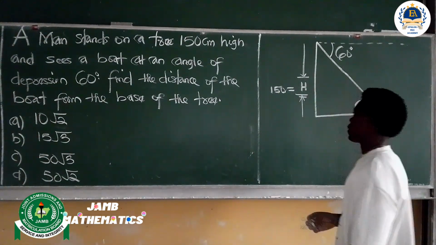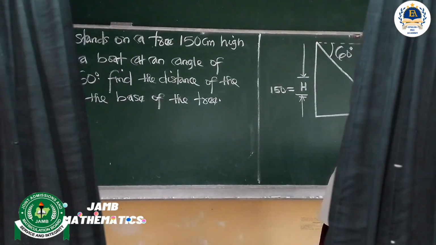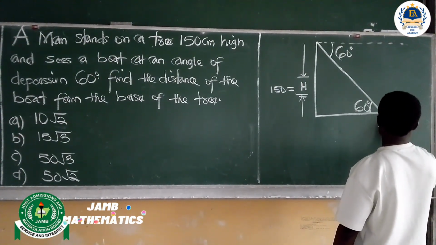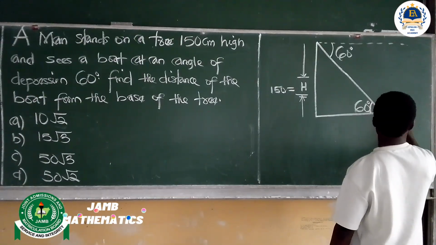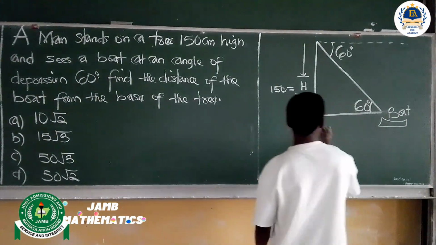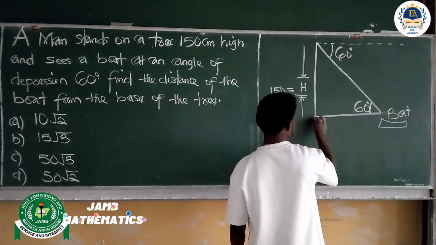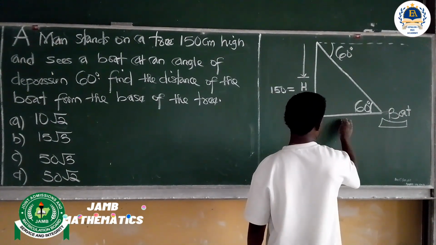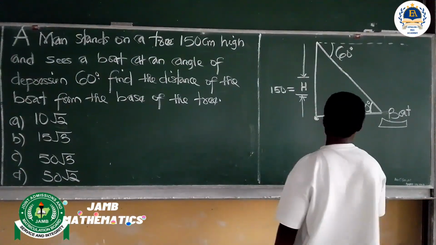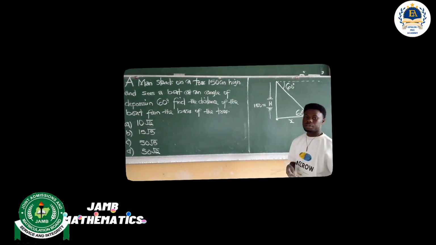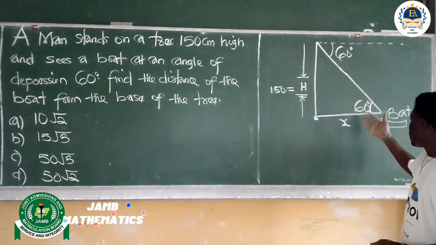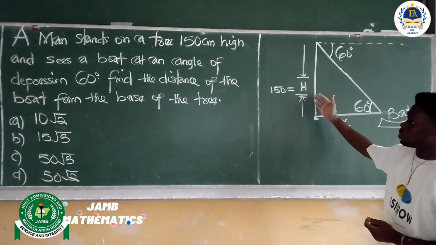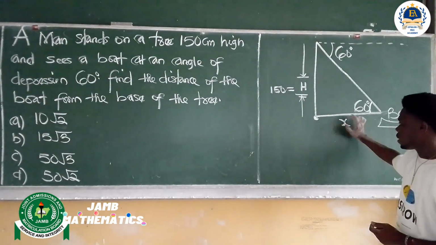Alright, so this is the height of the tree. This is the boat. And this is the base of the tree, the foot of the tree. We are required to determine this distance. So on the diagram, angle theta is given. This part is also given as 150 centimeters. So this part is required.